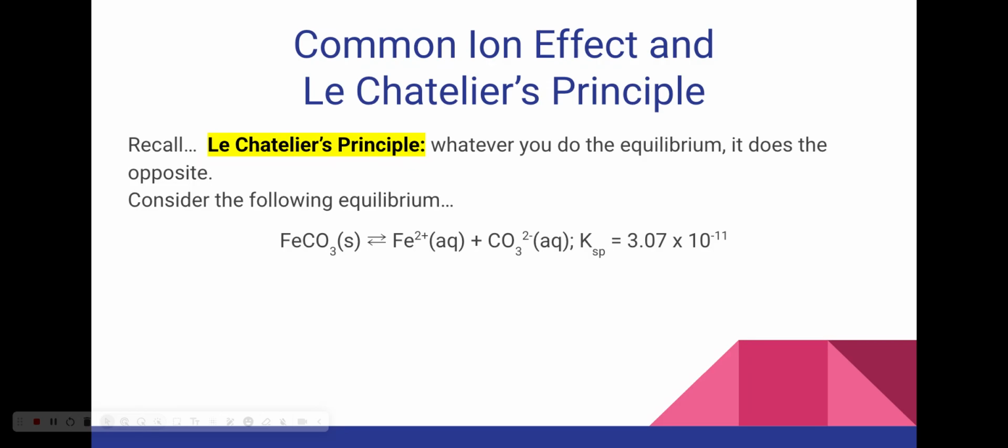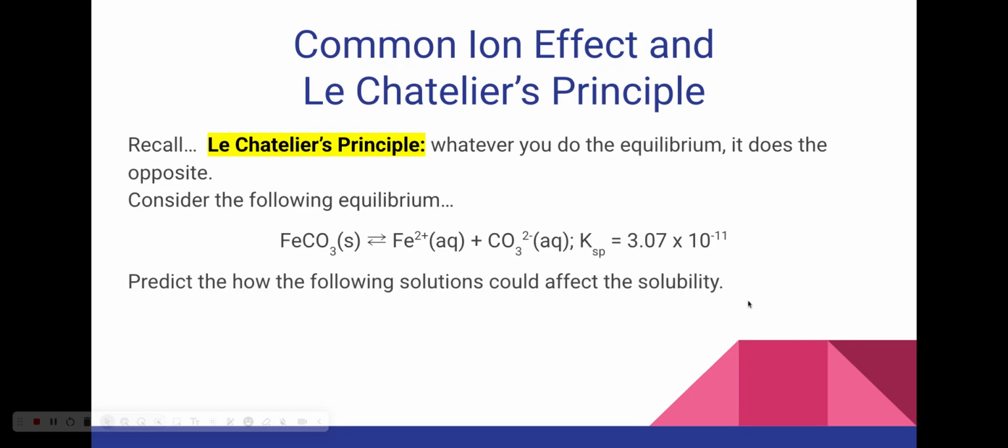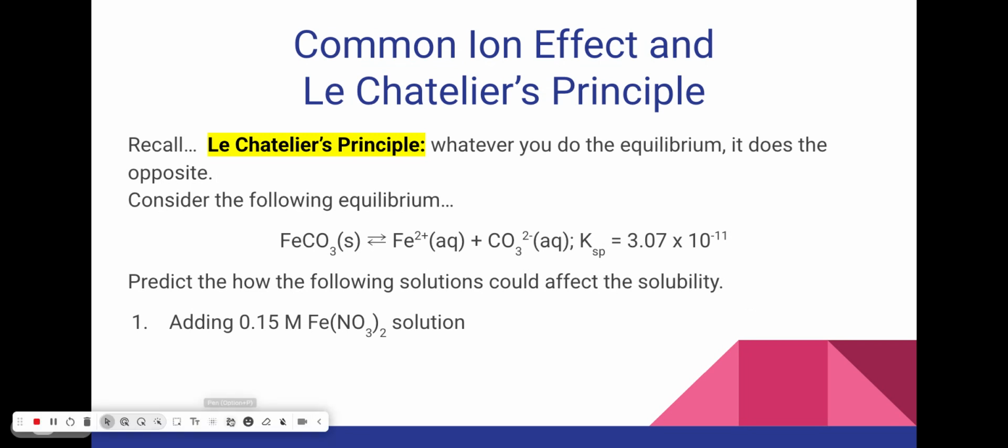It has a KSP value of 3.07 times 10 to the negative 11. And the question is how will the solutions affect its solubility? So what if we added 0.15 molar of iron nitrate? Well, guys, I hope you can see that a solution of iron nitrate is going to have a common ion of iron, right? And if I have a common ion of iron, that means the concentration increases.